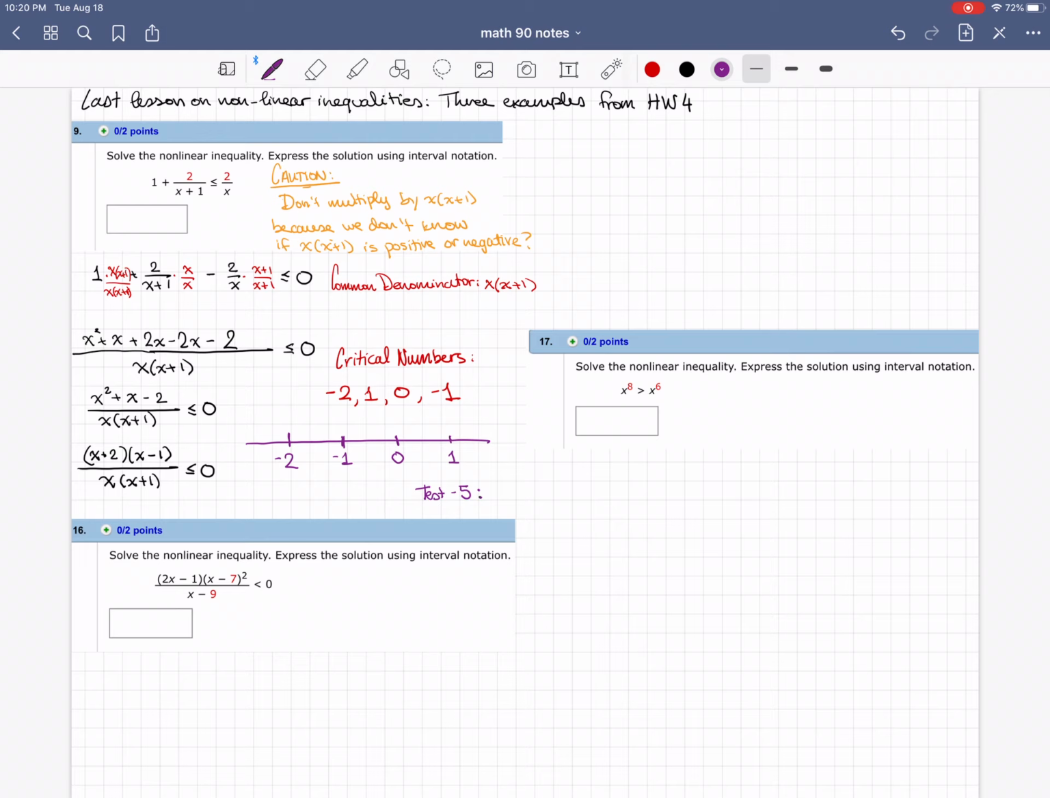I'm going to test -5. Why -5? Kind of no reason. It's convenient that it's in the leftmost region. That's going to make it a little more streamlined to construct the sign chart.